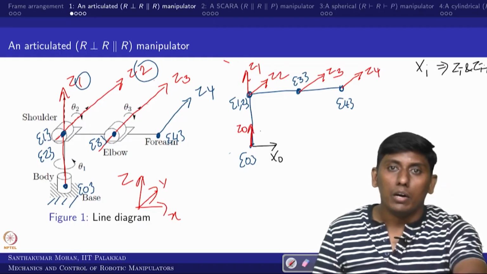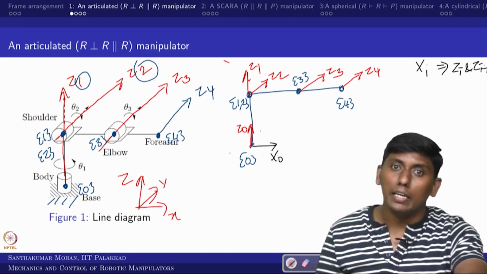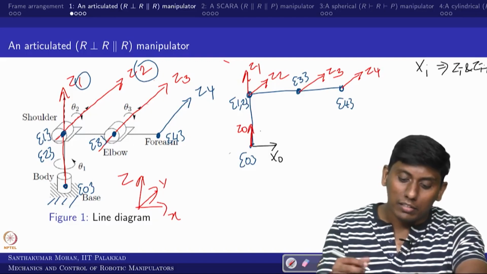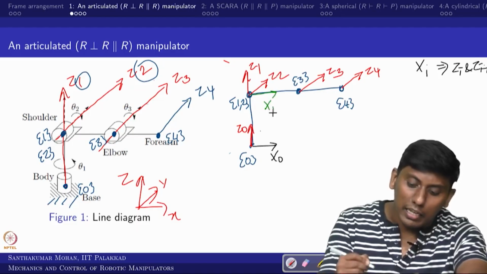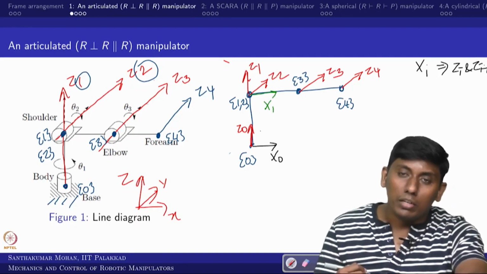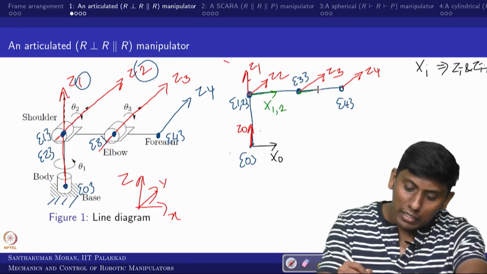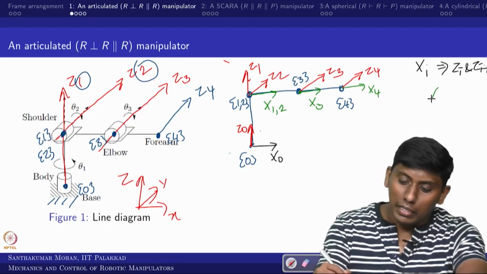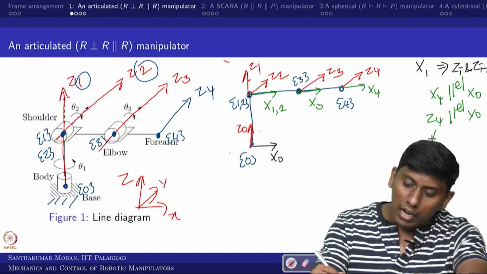So X0. Now coming to X1, what do we need to see? X1 would be perpendicular to the plane containing Z1 and Z2. That is the X1 direction or axis, and the direction is the progressing direction, so I can take this. Z2 and Z3 are parallel, so I can take X2 in that way. Similarly I can take X3 and X4. What it is giving is that X4 is parallel to X0 and Z4 is parallel to Y0.